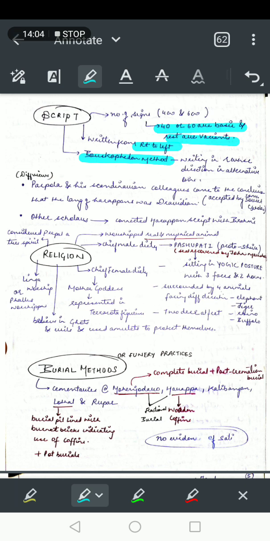Now, there are different views regarding the script. Parpola and his Scandinavian colleagues came to the conclusion that the script or the language of the Harappans was basically Dravidian. Some other scholars say that it is related to the Brahmi script. But as we know, the script of the Harappan civilization is yet to be deciphered.